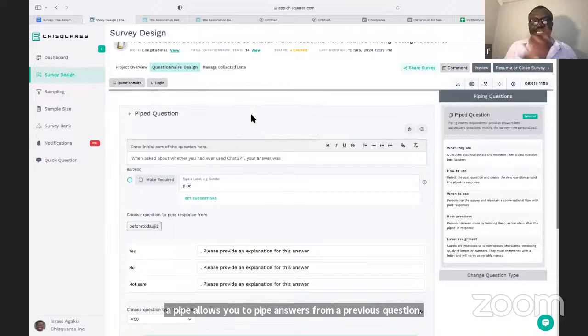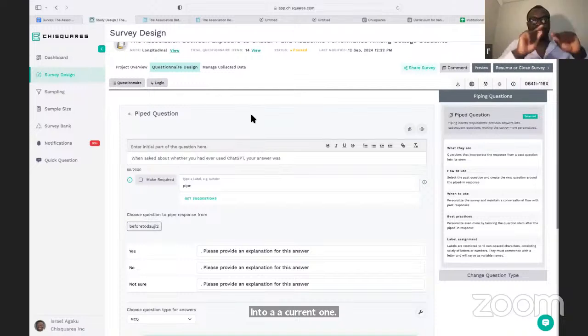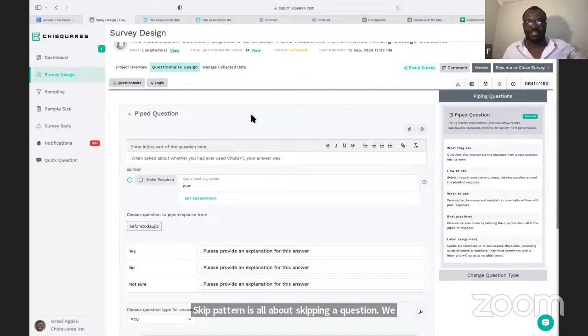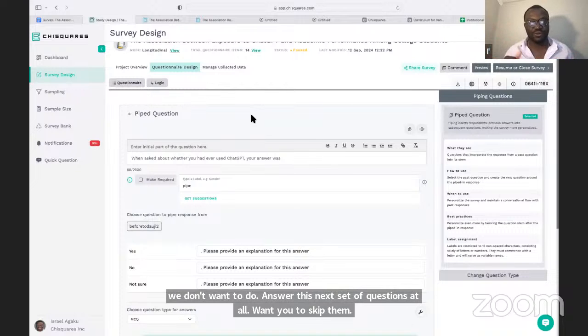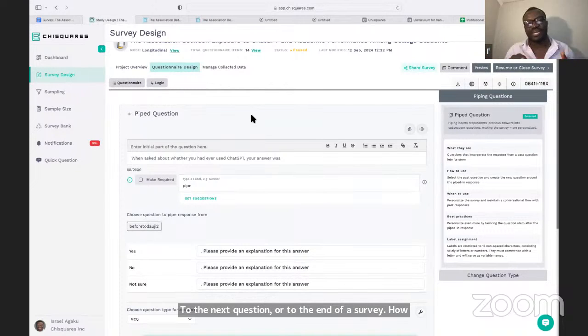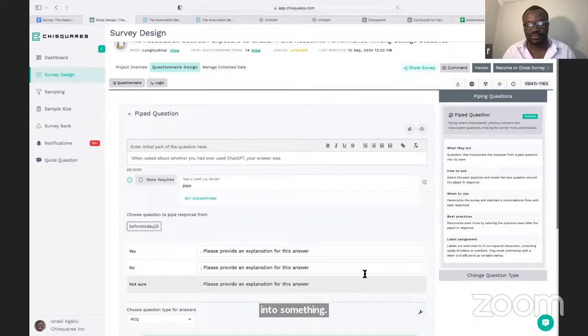Skip pattern is all about skipping a question. If you answered so-and-so to the previous question, we don't want you to answer this next set of questions at all. We want you to skip to the next question or to the end of the survey, however we might want to do. So I hope you can now understand the difference between piping things into something and skipping over something. Those are all parts of survey logic.